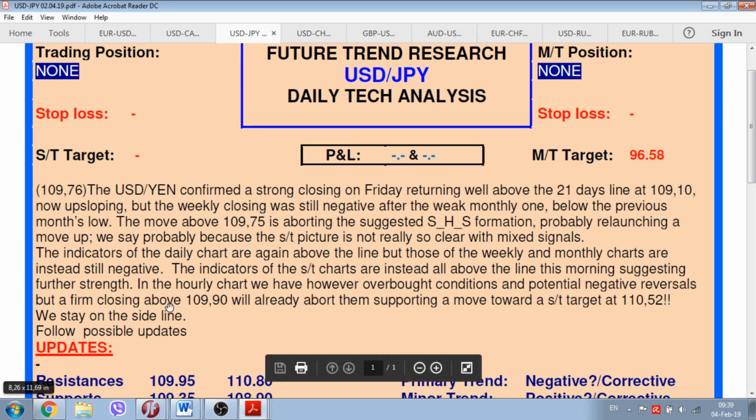You could see that a closing above about 109.90 will already abort any kind of potential negative reversals and will support a move toward a short-term target located at 110.52.